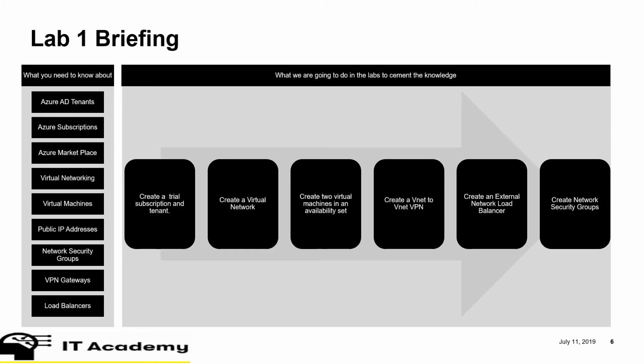Then we're going to deploy a very simple website to our virtual machines running on Internet Information Services. We're going to create an external load balancer with a public IP address. And we're going to configure that load balancer to send internet traffic and balance it out between those 2 virtual machines. And then finally, to complete this lab, we're going to create some network security groups.